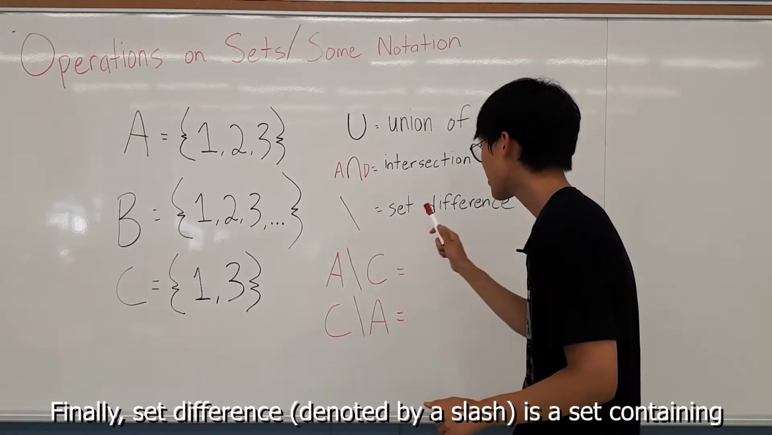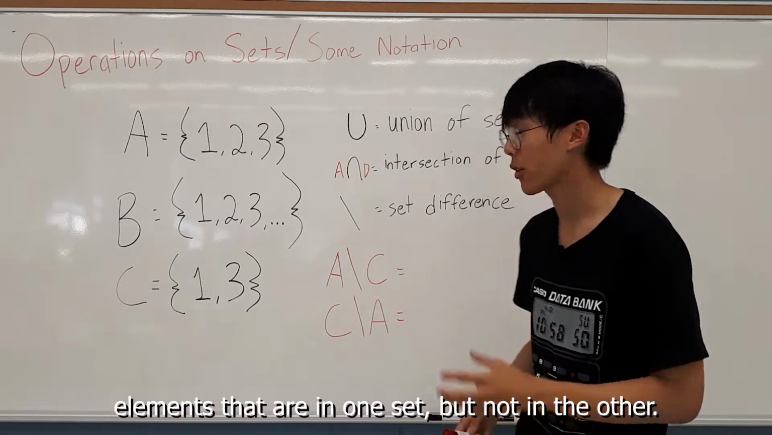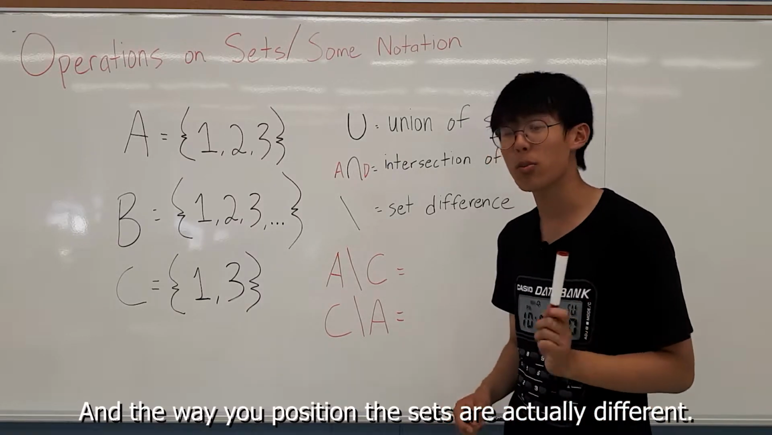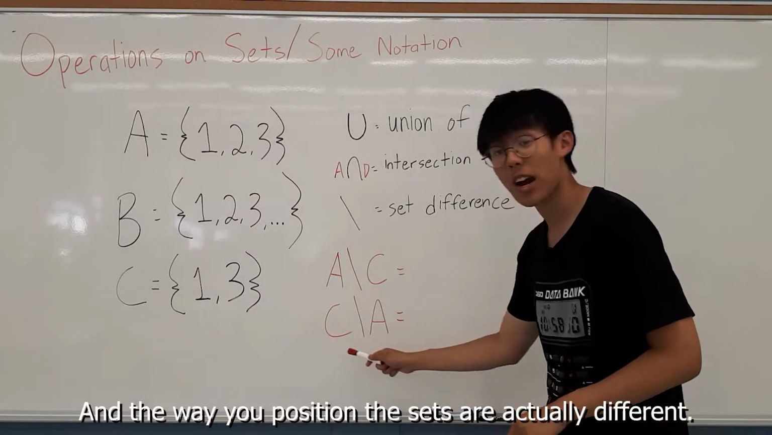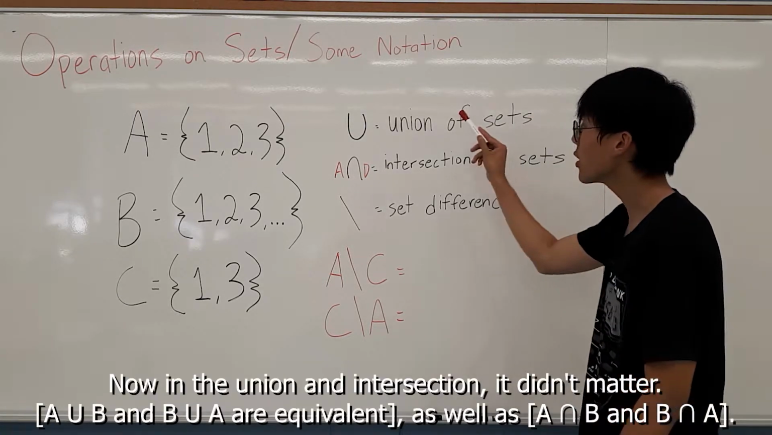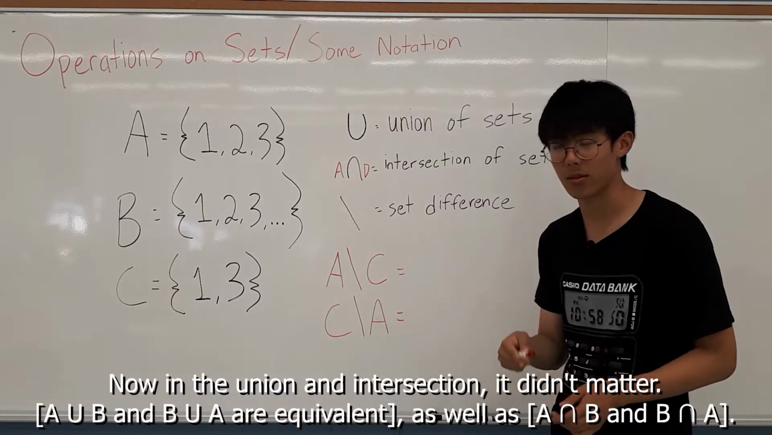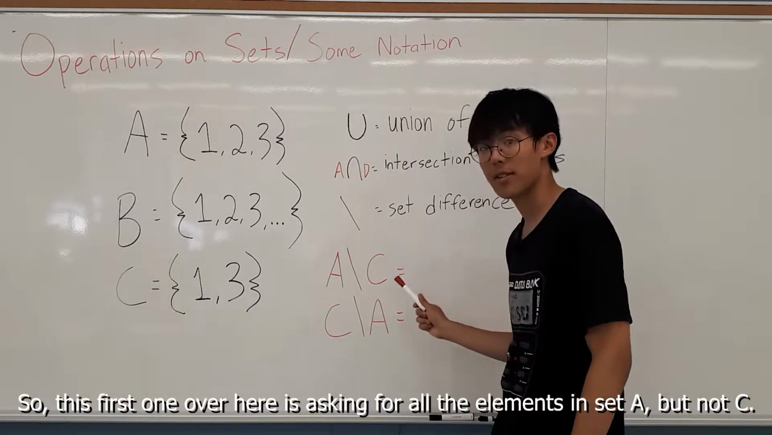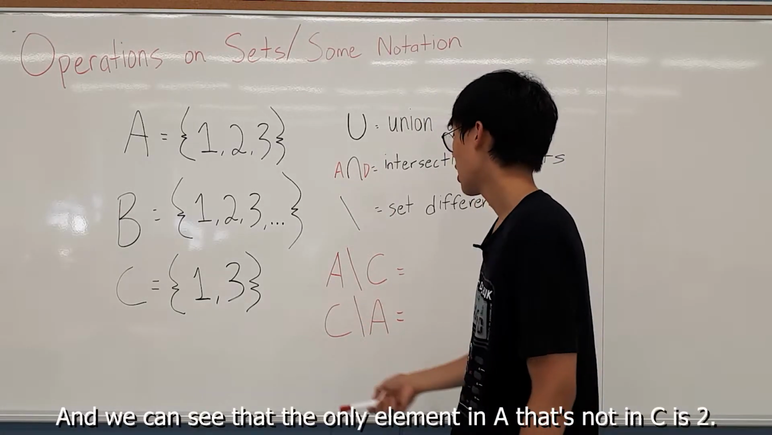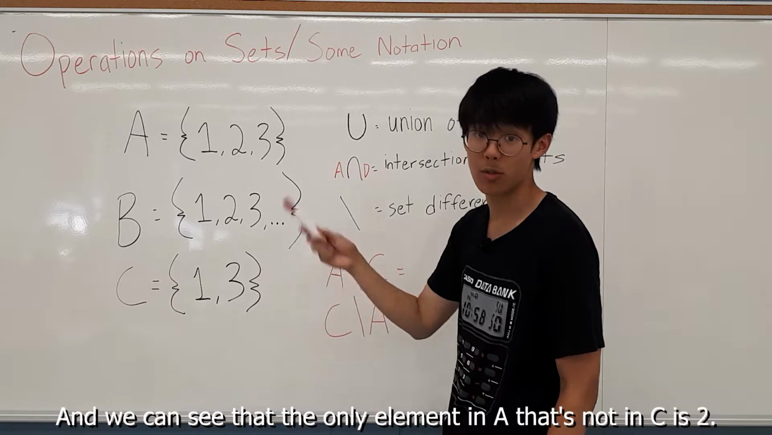Finally, set difference, a little slash, is a set containing elements that are in one set but not in the other. And the way you position the sets are actually different. These are two completely different sets. Now, in the union and intersection, it didn't matter. However, for set difference, it does. So this first one over here is asking for all the elements in set A, but not C. And we can see that the only element in A that's not in C is 2.